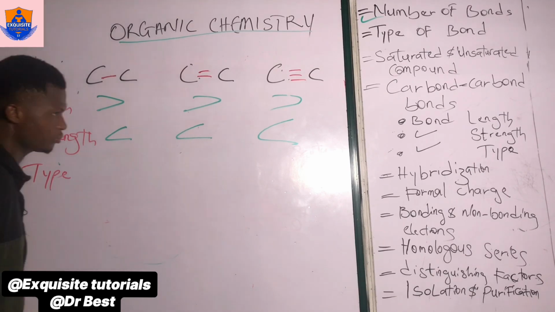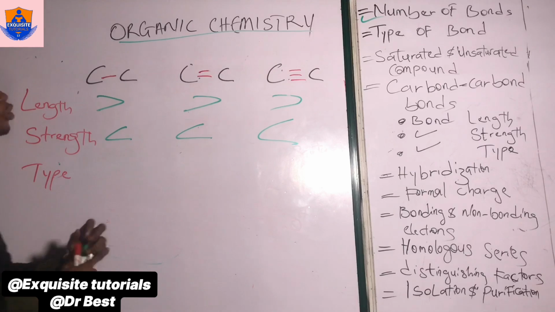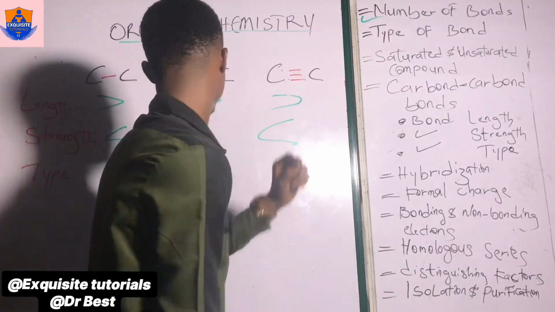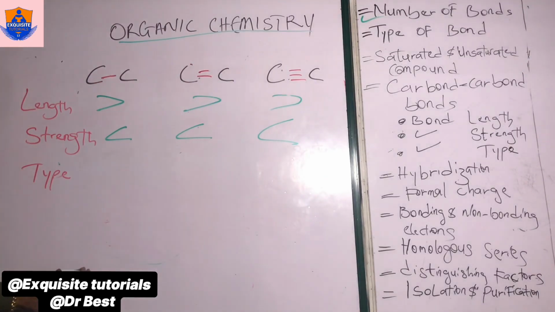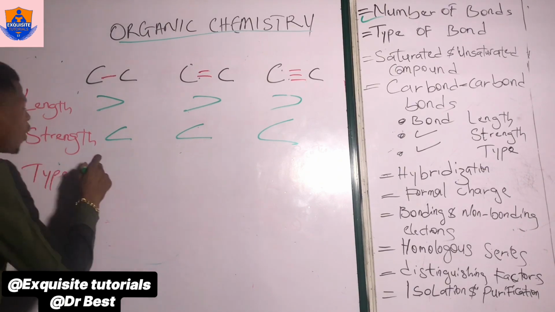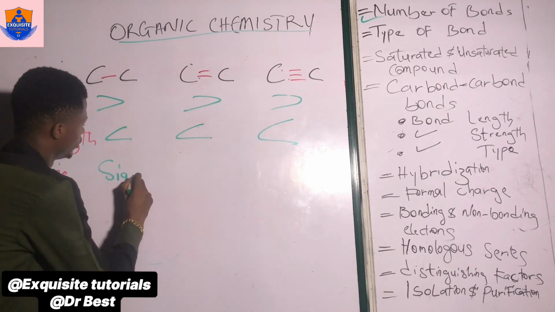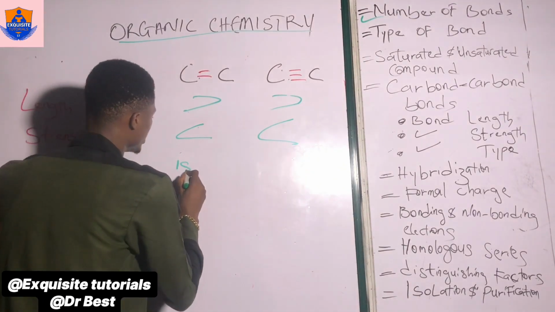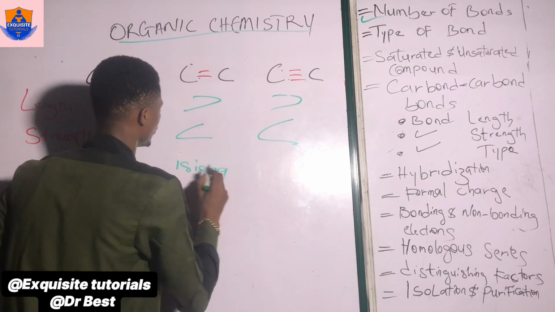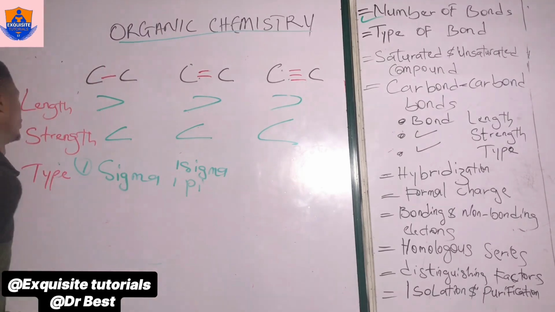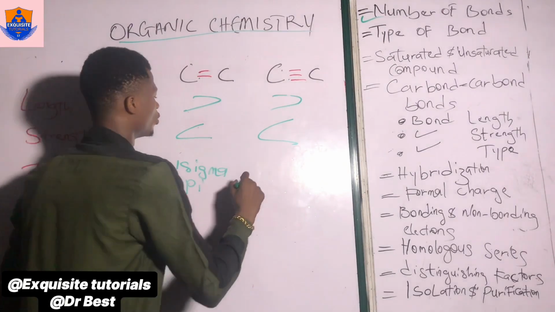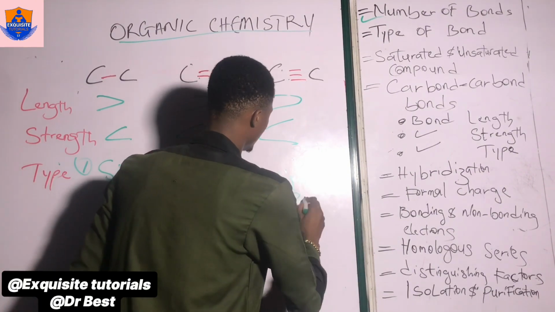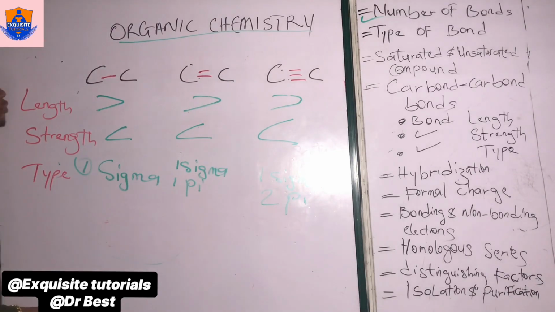Now, when we talk about bond types, there's what we call a sigma bond and a pi bond. Now, a single bond contains one sigma bond. A double bond contains one sigma, one pi bond. A triple bond contains one sigma, two pi bonds. Take note of it.